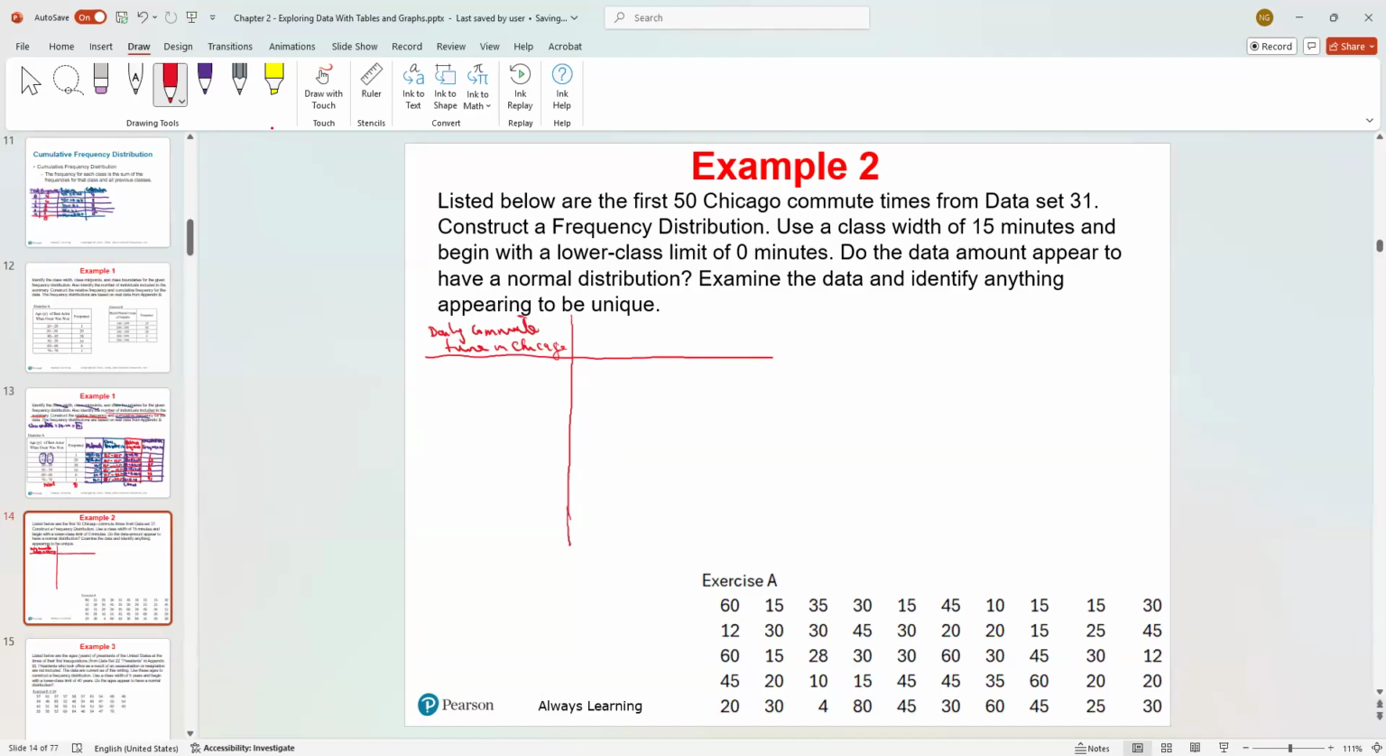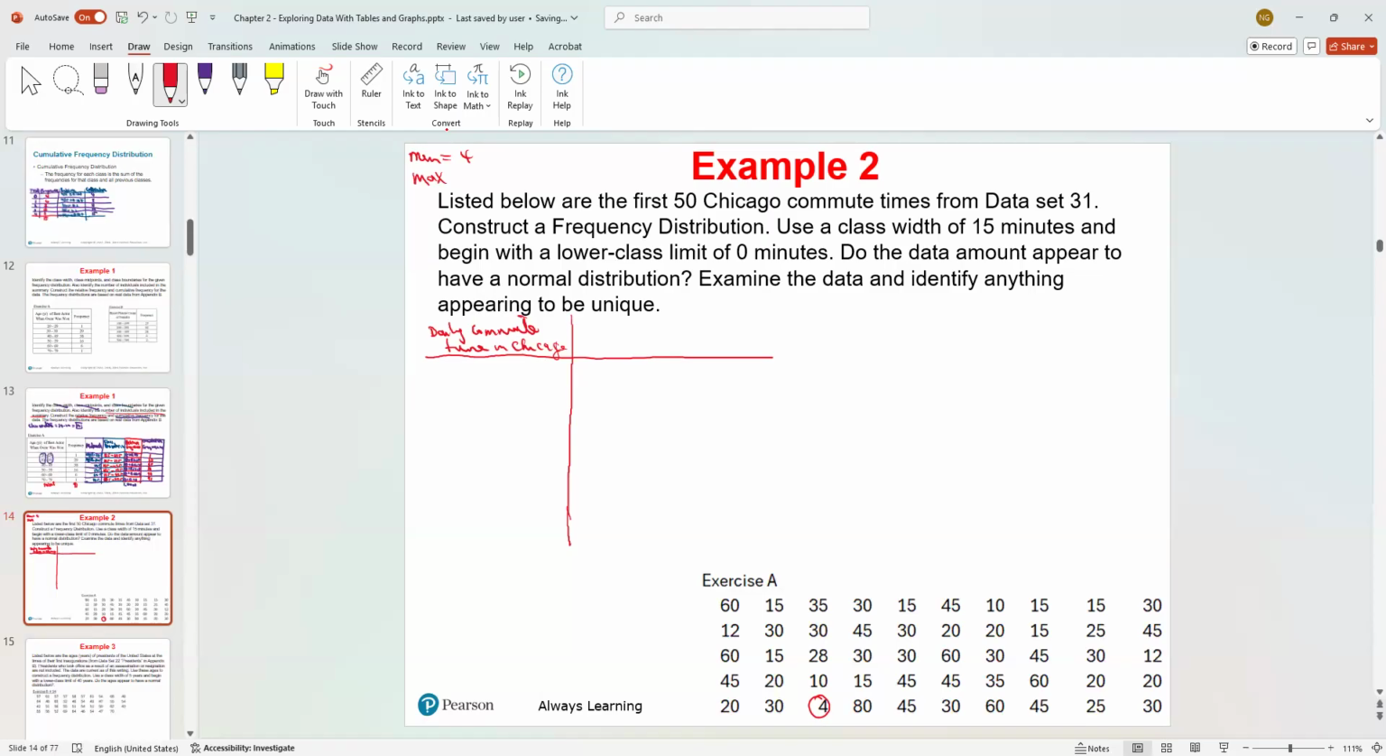Usually you need to go into the data set and identify the lowest number. That would be the minimum. For us, the minimum in that data set is 4. You can also identify the maximum. You see, we have 60. I believe 60 would be the maximum.